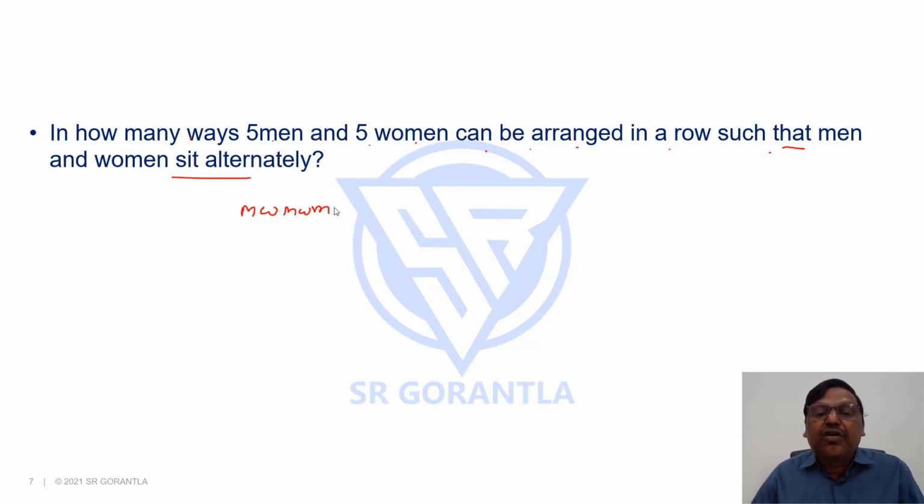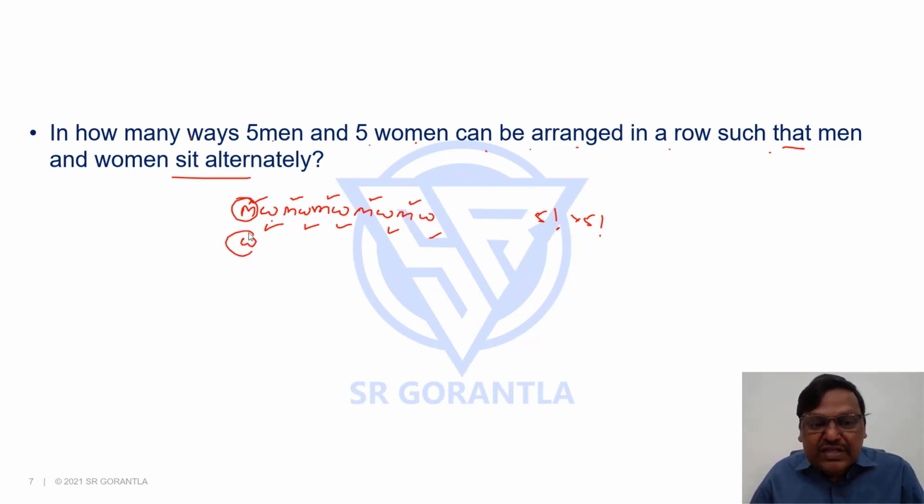So like this, they should sit alternately. If you see like this, these 5 men can be arranged in 5 factorial ways. Then these 5 women can be arranged in 5 factorial ways. However, why should we start the row with the man? We can start the row with the woman also.